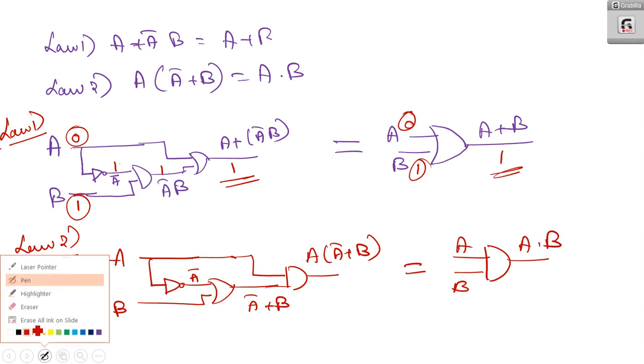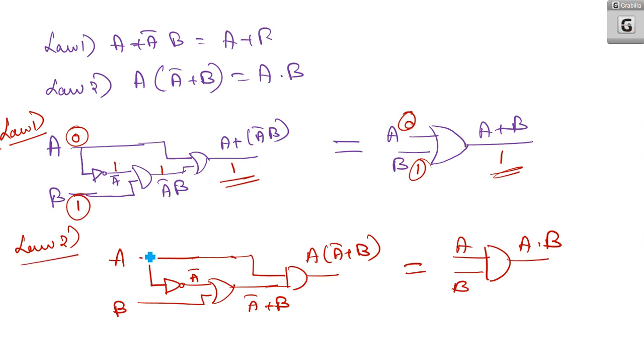Let us test it with a very simple logic. A I am giving 0, B I am giving 1. What is A bar? A bar becomes 1. So what is A bar or B? 1 or 1 is 1. So here we get 1 and 0, which is 0. Here I have 0 and 1, and 0 and 1 is 0. So we can see that for the same inputs you are getting the same outputs. Therefore we can say that the redundant literal rule is valid.